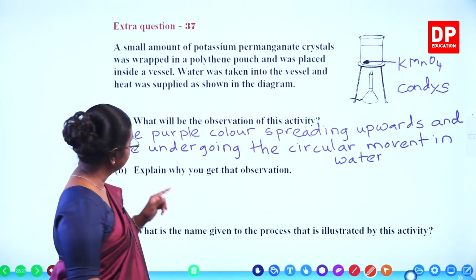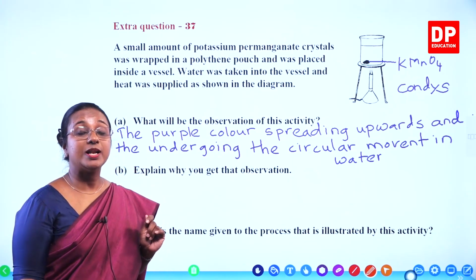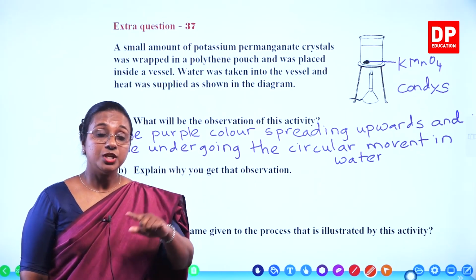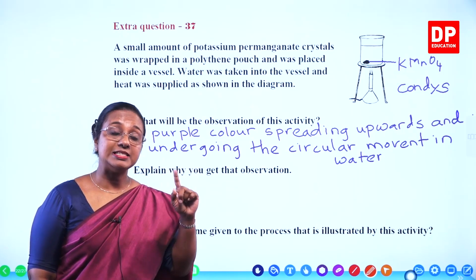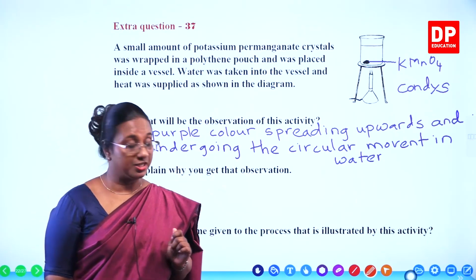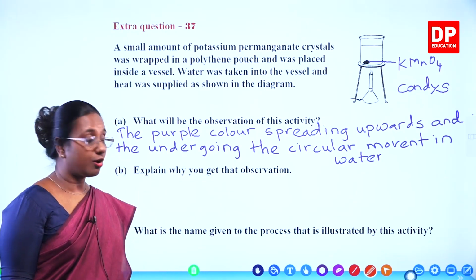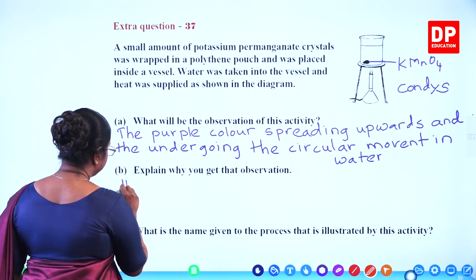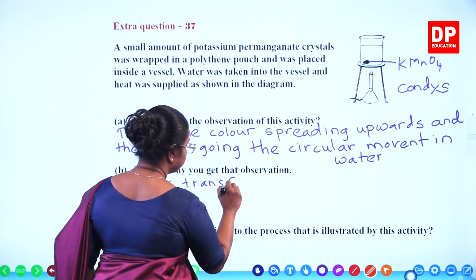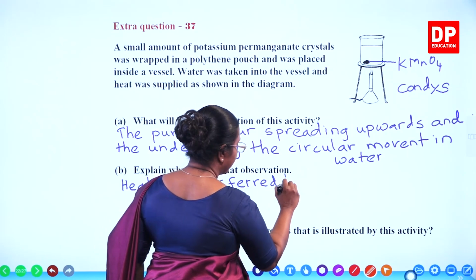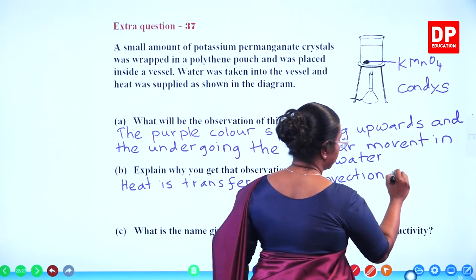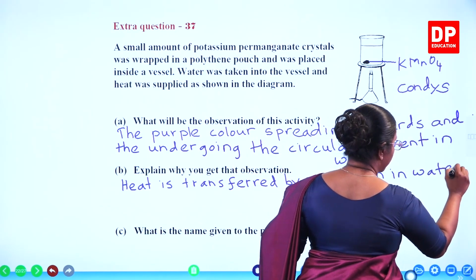Then the second one. Explain why you get that observation. What is the reason? Heat is transferred by convection in water. So due to convection currents, the hot particles rising up and the cool particles moving downwards, we see that above observation. So the reason, explain why you get that observation. Heat is transferred by convection in water.